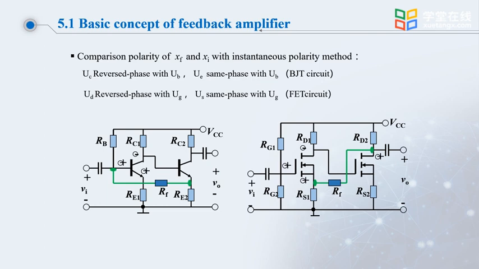So let's take a look at the feedback network. It's a voltage series feedback. The output port of the feedback network is a voltage value, so we care about the voltage change at the feedback point. If the drain of the T2 tube has an instantaneous positive signal, passing through this RF resistance, the feedback comes back to this node, and its voltage is also instantaneous positive.